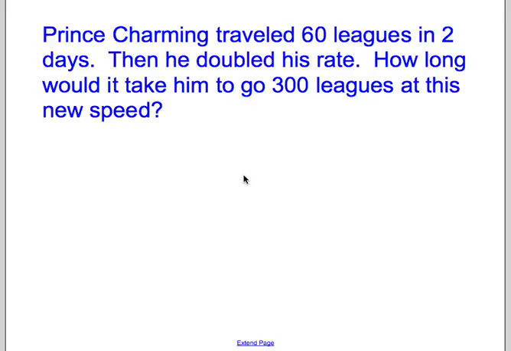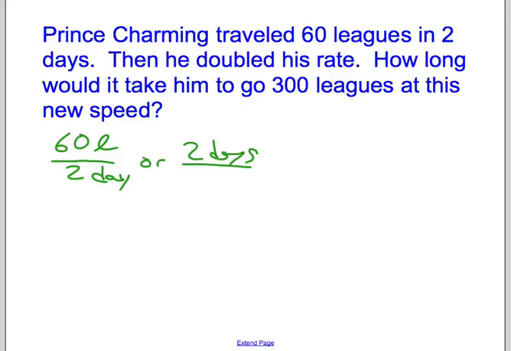I want to solve this first by using it as a rate, the way that we've been doing our rate problems. So the rate that we have, if we were to write them both down, are 60 leagues over 2 days, or 2 days over 60 leagues. That's the rate. Okay.